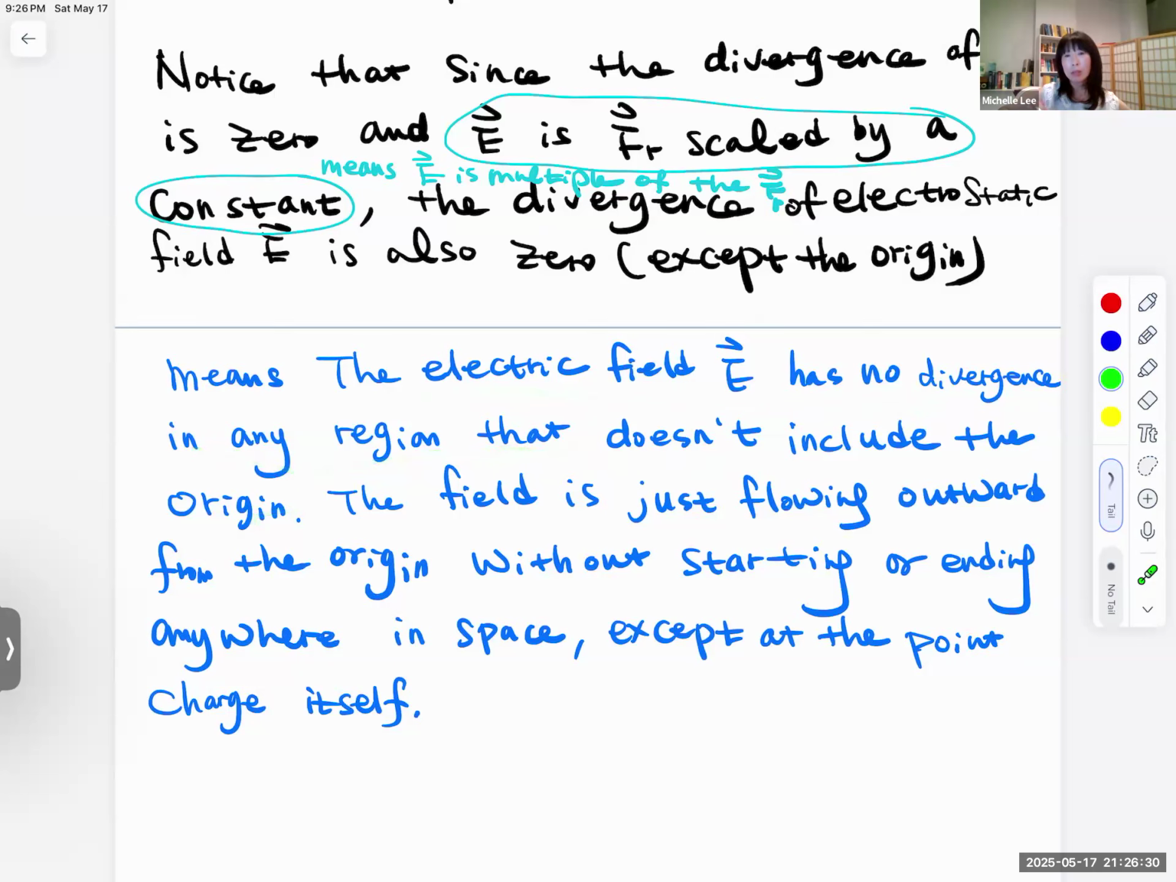the origin. Yeah. Because in the beginning we have an example, stay away from the origin, right? So the field is just flowing outward from the origin without starting or ending anywhere in space except the point charge itself. Okay, so we knew that divergence is 0 means there's no flowing out, flowing in, right? Except the origin, because we had away from the origin, right? That's why. Make sense?